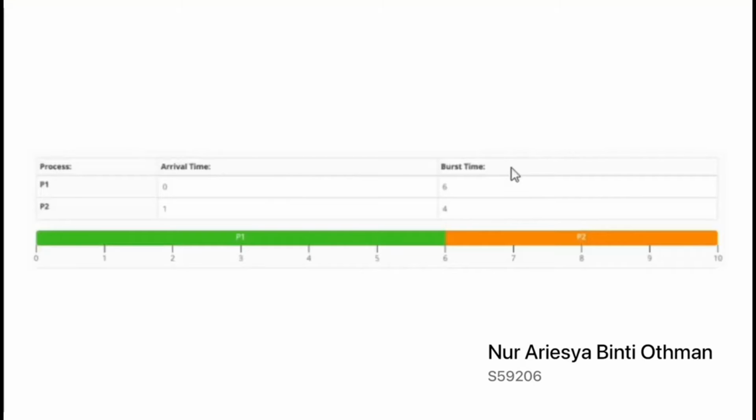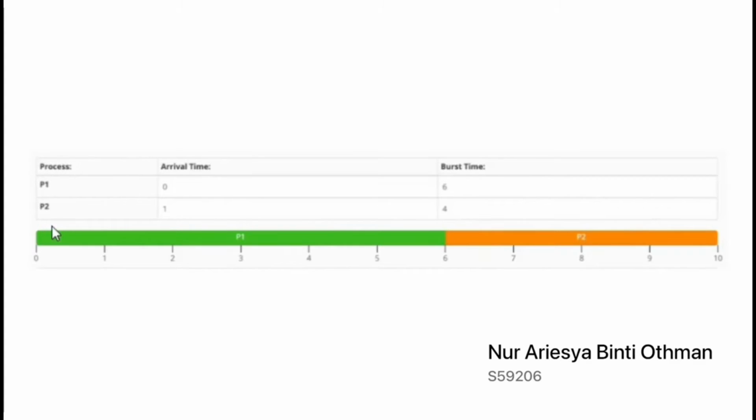So next, I'll be showing about the Gantt chart. SJF is about executing processes from smallest to biggest. As we can see, for process 1, arrival time is 0, and for process 2, arrival time is 1. So how SJF works: when the arrival time is 0, it will execute that process first. Like this Gantt chart, process 1 is executed first for burst time 6.